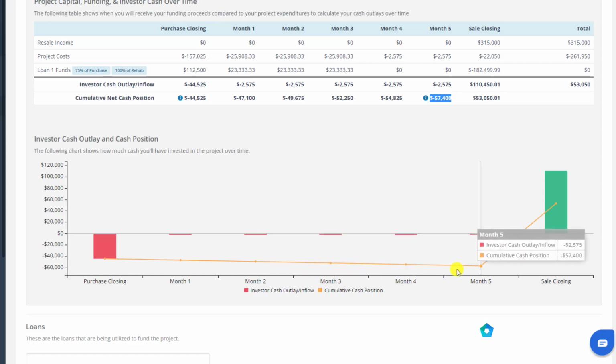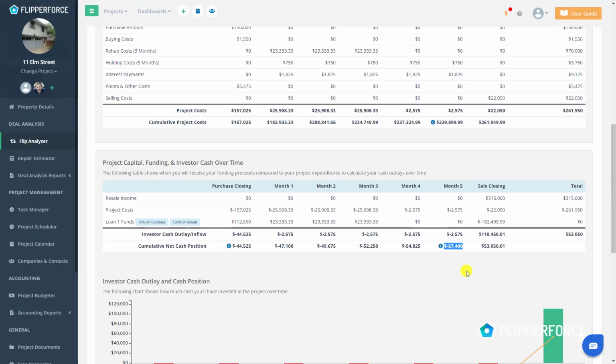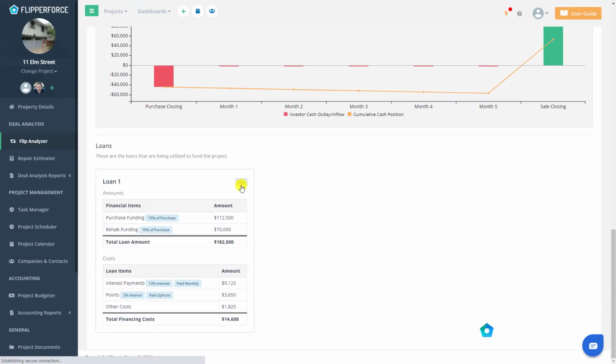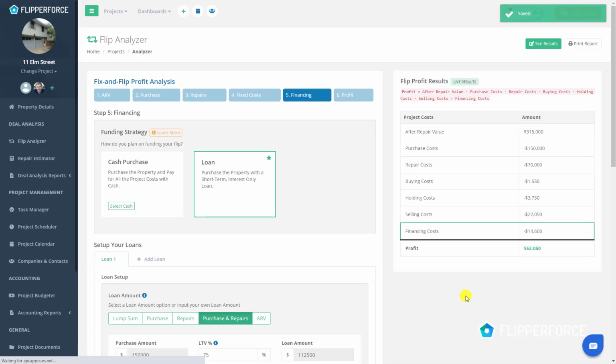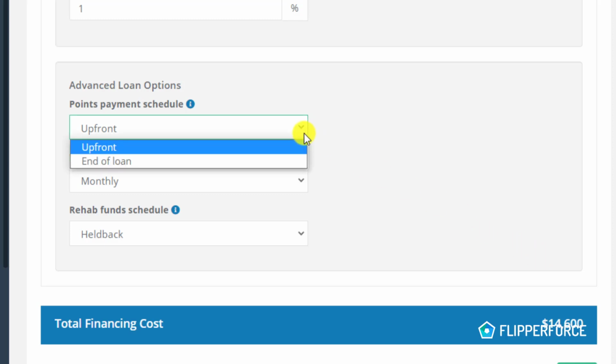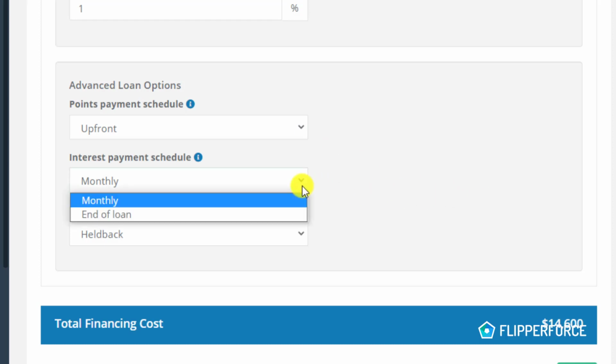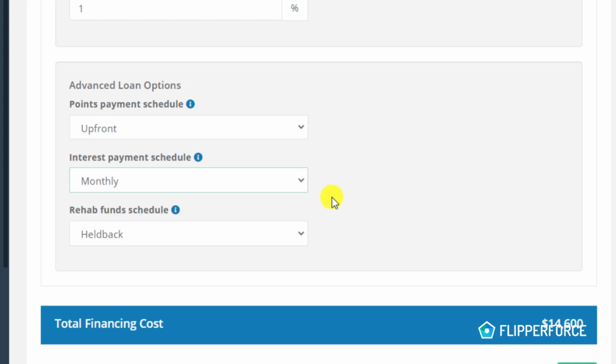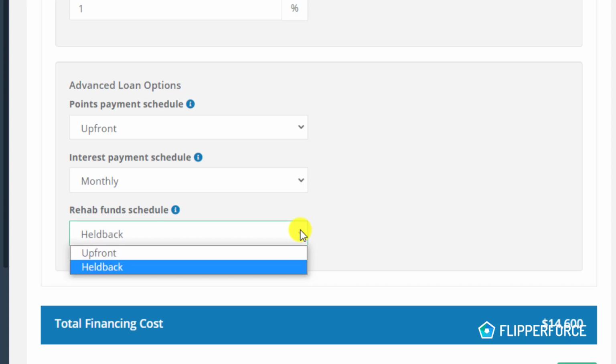One last thing to show you: if we go back to the financing setup page, let's show you the advanced loan options. These advanced loan options are used to map out when and how the monthly interest payments, your points, and rehab funds are scheduled on the project capital timeline on the Flip Analyzer results page. The default settings for our financing costs are to have the loan points paid up front, the interest payments paid on a monthly basis, and the rehab funds held back and paid as draws as the work is completed.